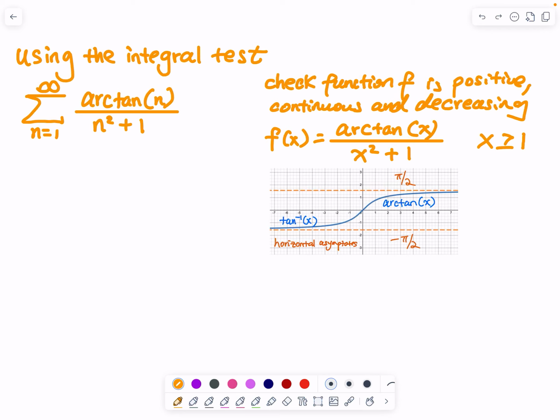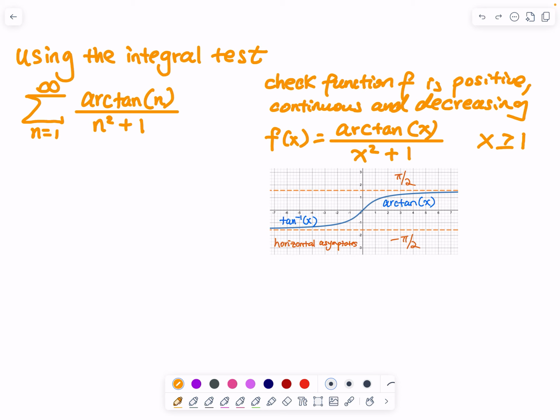I will be using the integral test to find out whether this series converges or diverges. For the integral test, assuming you don't have the graph of the function at all, I have the summation from n = 1 to infinity of arctangent n over n squared plus 1. For the integral test, you need to check three things. You need to make sure that the function is positive, continuous, and decreasing.